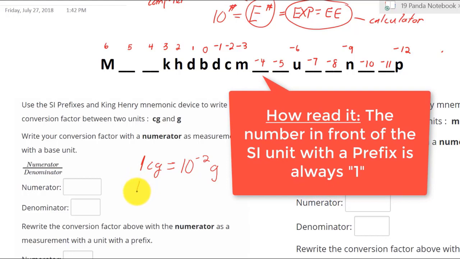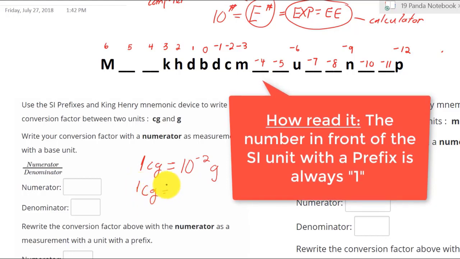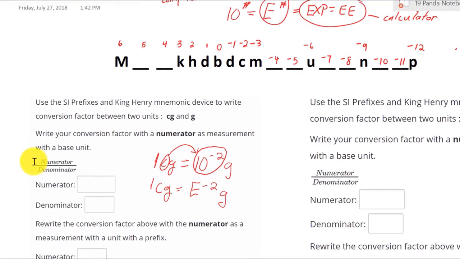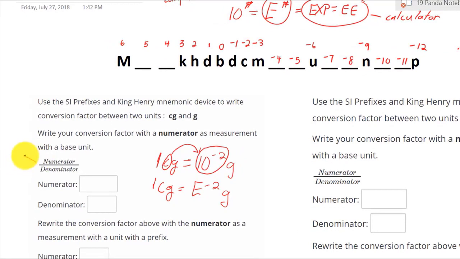But on the computer, we will have to input the 10 to the -2 as capital E, -2 gram. So centi, 10 to the -2, is equal to 10 to the -2. Now, the numerator is on top, the denominator is on the bottom. We are going to learn how to submit our answer.